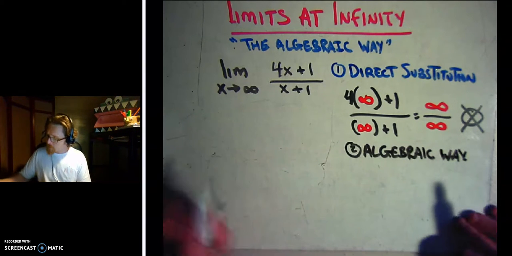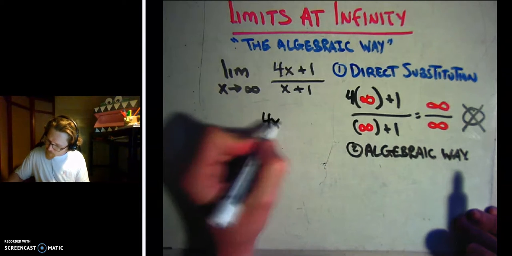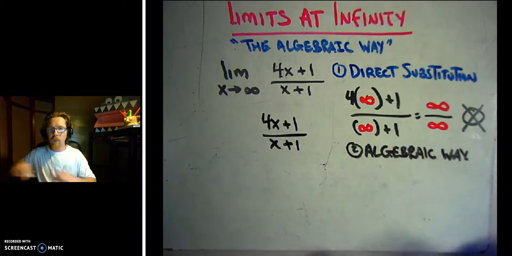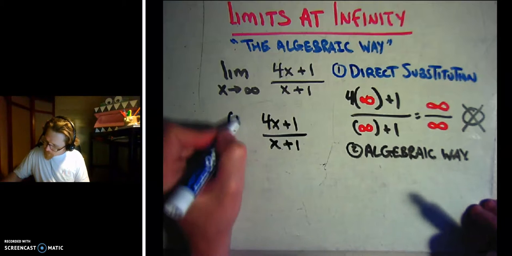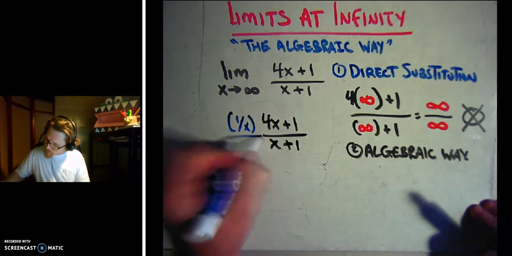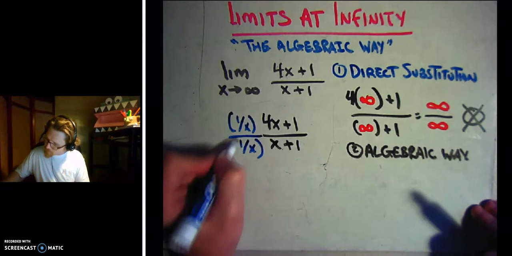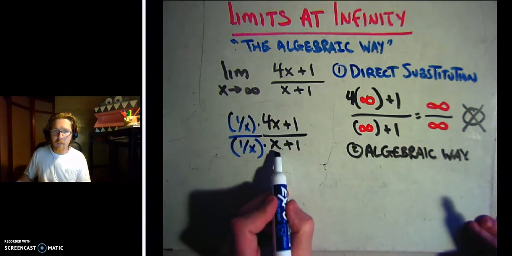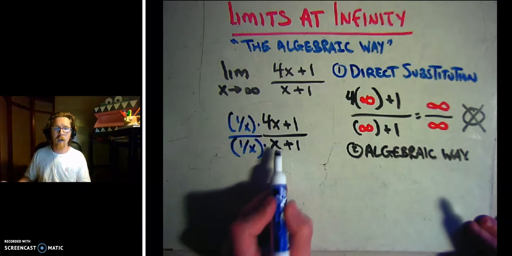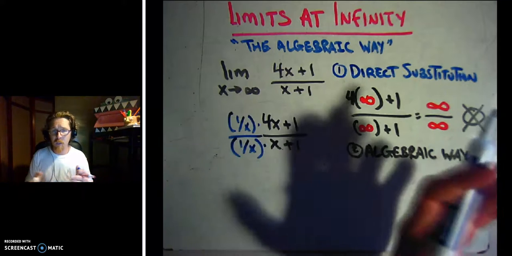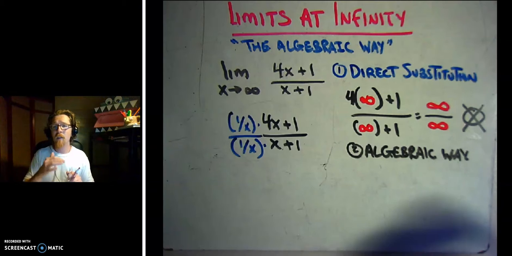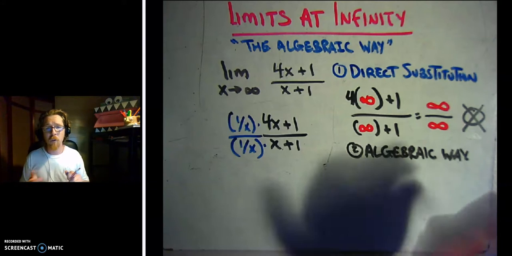What I'm going to do is take this 4x plus 1 over x plus 1, and multiply the numerator and the denominator by the value of 1 over x. I've chosen 1 over x because it matches the degree of the highest variable. My variables both have a degree of 1, so I chose 1 over x because I wanted to match those degrees. And we'll show you why.